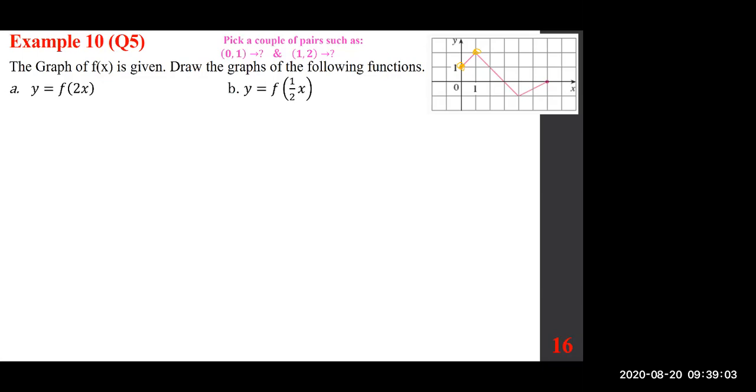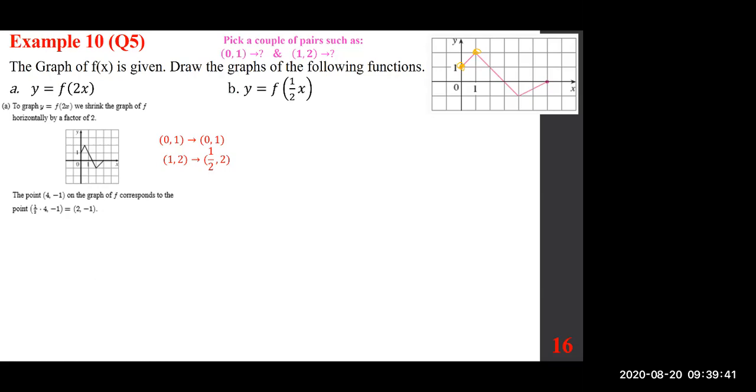So for example, y equals f of 2x. The meaning of 2x is shrinking the graph horizontally by a factor of 2. So what it means is that your y coordinate stays intact. So 0, 1, the 1 remains the same. 0 gets divided by 2, which is the same thing. But for 1, 2, 2 remains the same, and 1 divided by 2 is 1/2. So the x coordinate is being divided by 2. And you do the same thing for a couple more. You have the graph. I've given you more pairs.